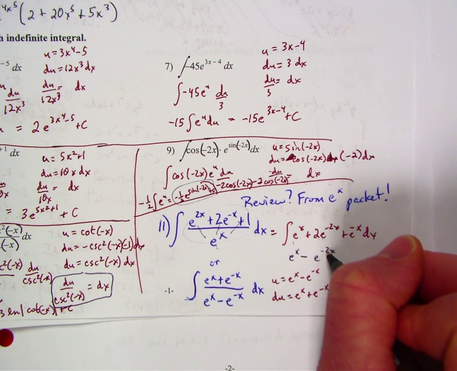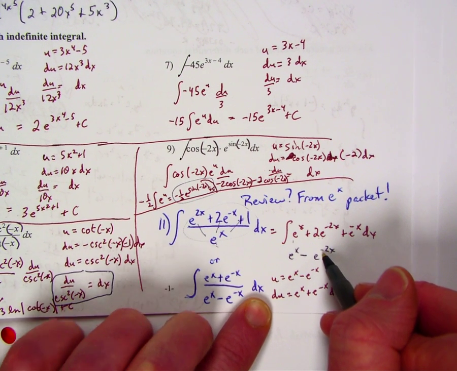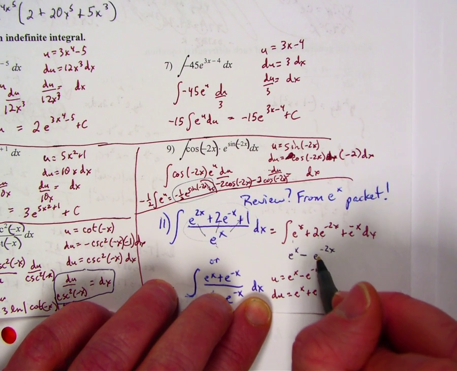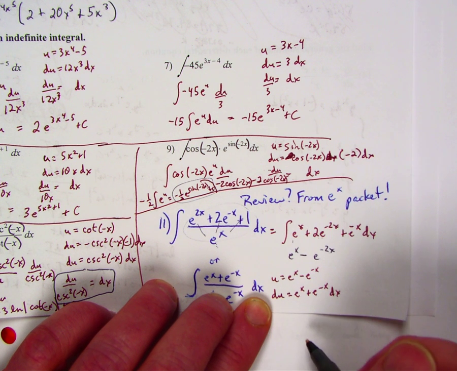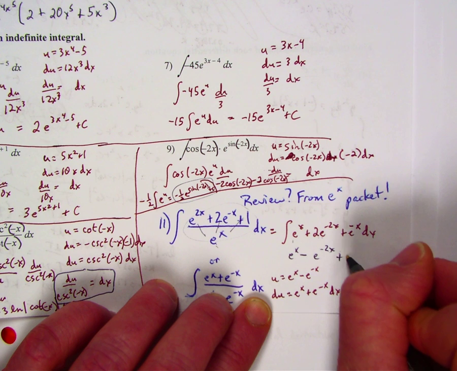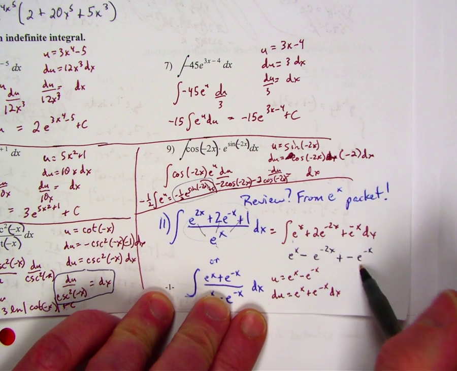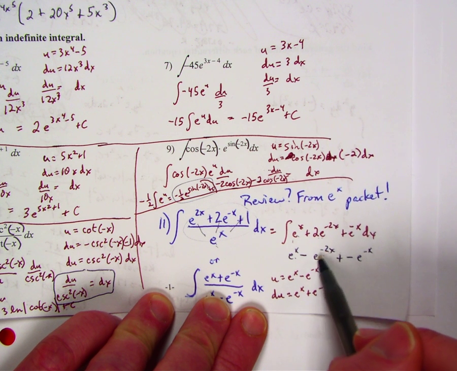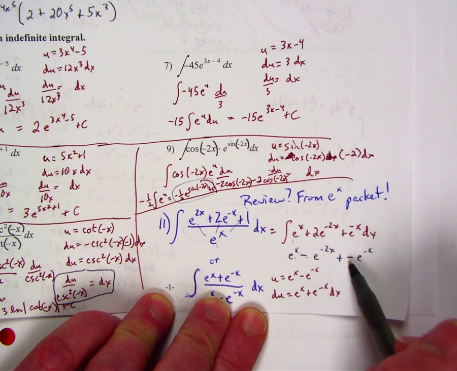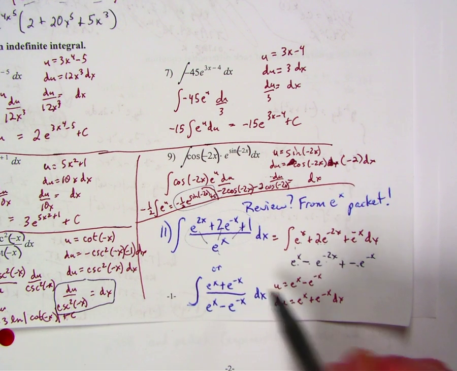But I want that to be a negative 1 because the derivative of e to the negative 2x is e to the negative 2x times negative 2. Well, that's a positive 2, and I want it to be a negative 2. And then the integral of e to the negative x. So you can always check your answer by taking the derivative. E to the x, e to the negative 2x times negative 2, that makes positive. E to the negative x times negative 1 makes positive.